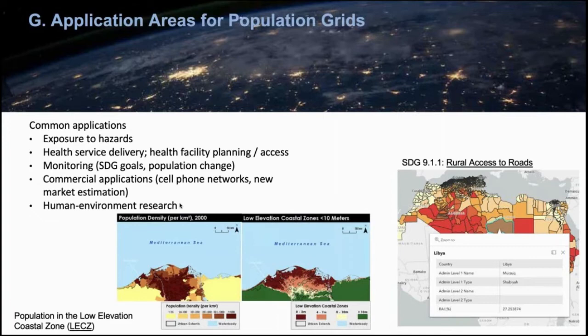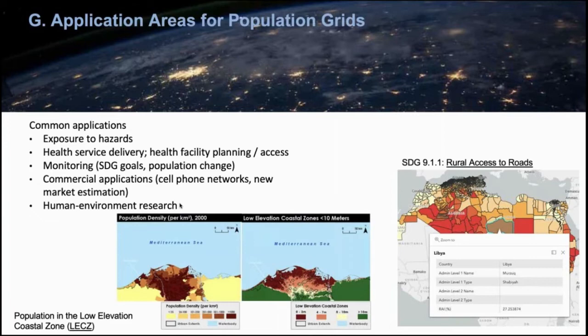Monitoring of population change for things like the Sustainable Development Goals. As some of the data sets have a time series, and many are produced on an ongoing basis, you can look at change over time from some of them. There's been lots of commercial applications from planning cell phone networks, or even just looking at the potential market for cell phones or other services. Gridded population has been used for that, and it's been used in human environment research for a long time.